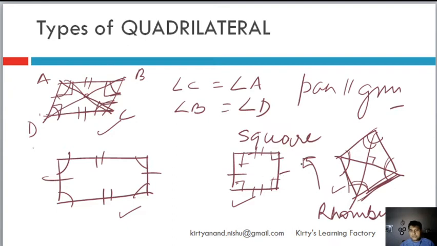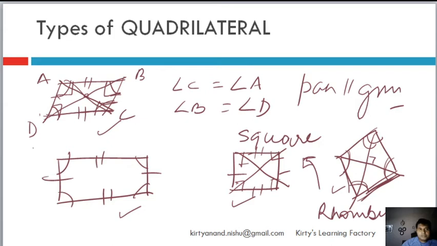Now out of these two, square and rhombus, they are similar because obviously both of them are parallelograms, and their diagonals bisect each other at an angle of 90 degrees. That is the similarity between square and rhombus.